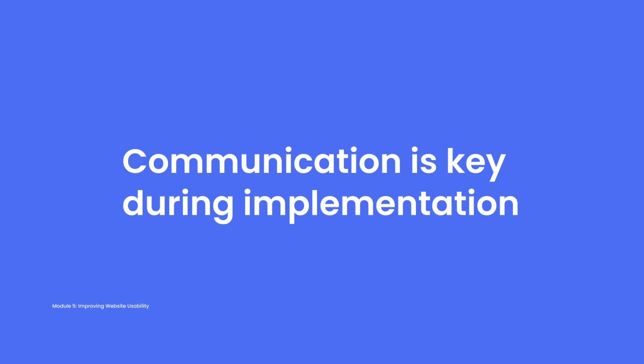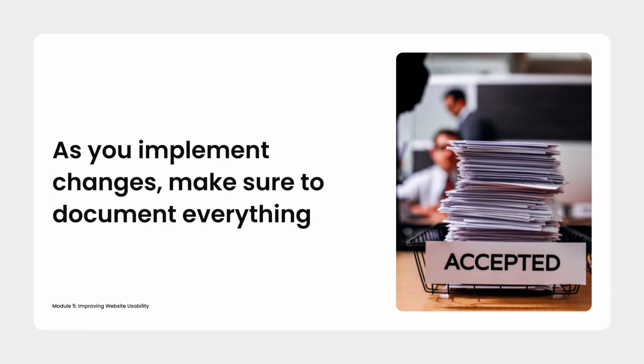Communication is key during implementation. Regularly update your team on progress, challenges, and any changes to the plan. This will help ensure everyone is on the same page and working towards the same goals. As you implement changes, make sure to document everything. This can include design files, code updates, and content revisions. Proper documentation will help you track the changes and make future updates easier.